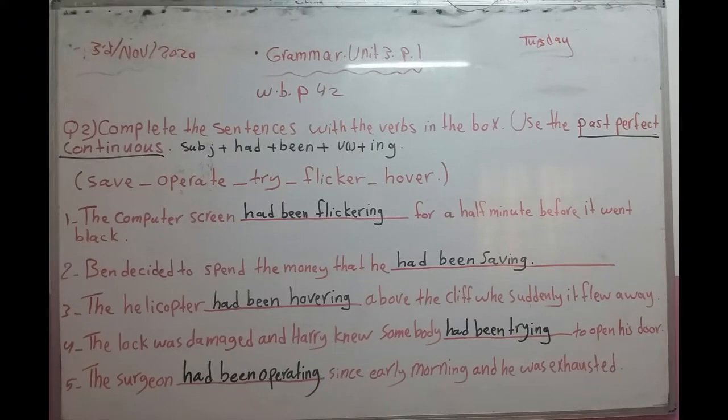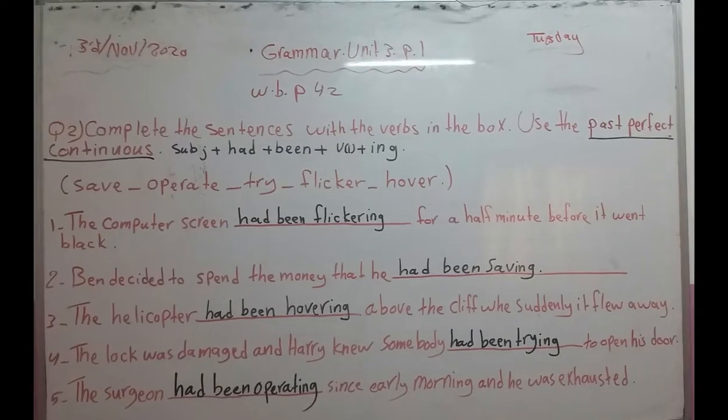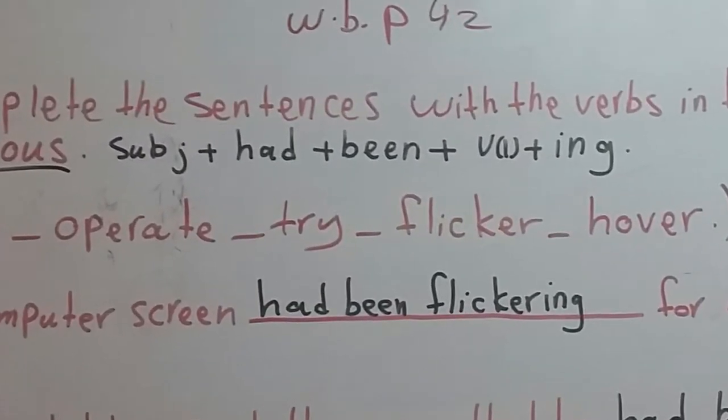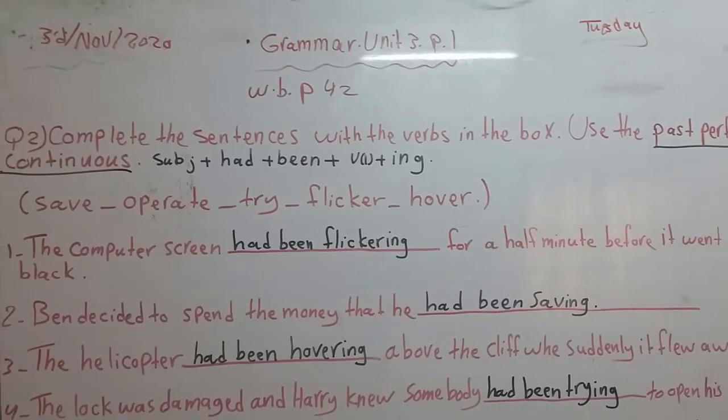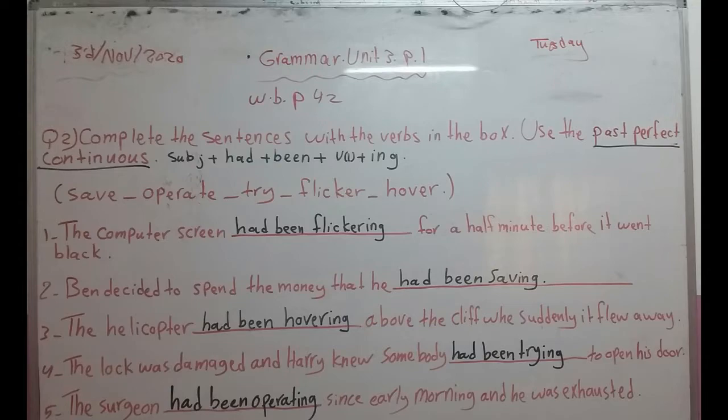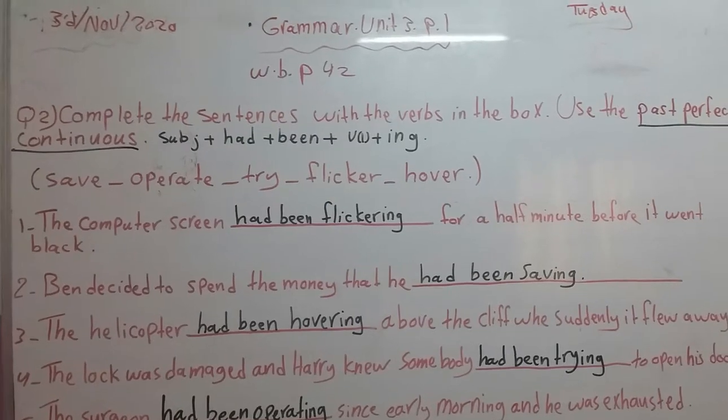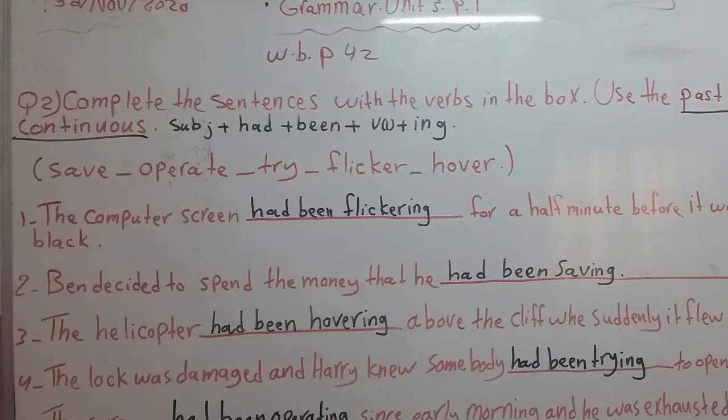طيب. Here number four. The lock اللي هو القفل was damaged and Harry knew somebody had been trying to open his door. The appropriate verb here is try. Try معناها يحاول. So I have to add ing to the word try. Still trying. Then add had been. So بحكي somebody had been trying to open his door. What I understand that somebody had been trying to open Harry's door. Then the lock was damaged. حدا حاول يفتح الباب بعدين القفل خرب.